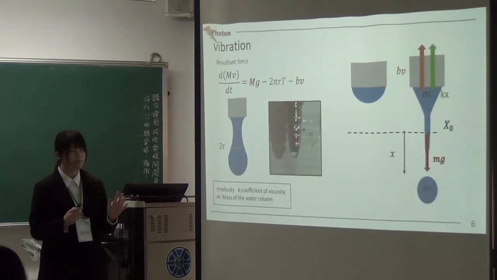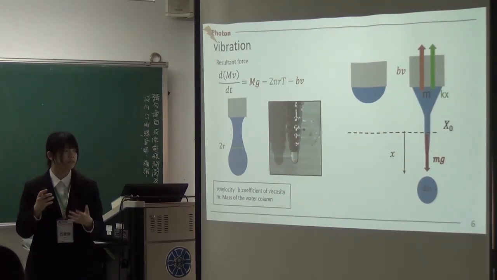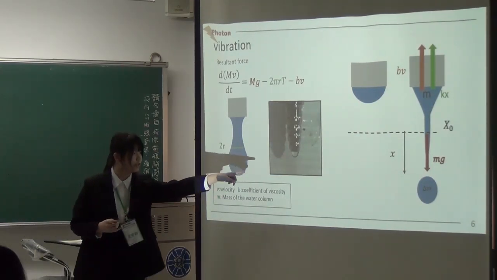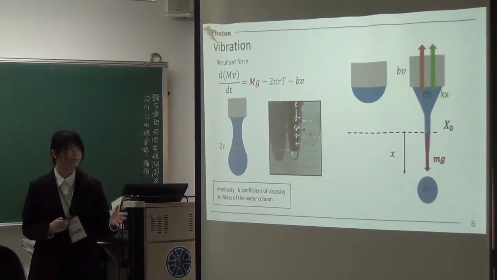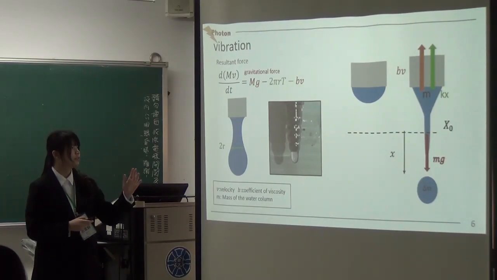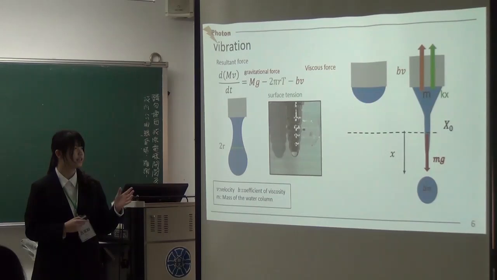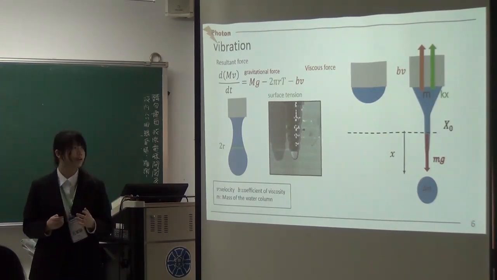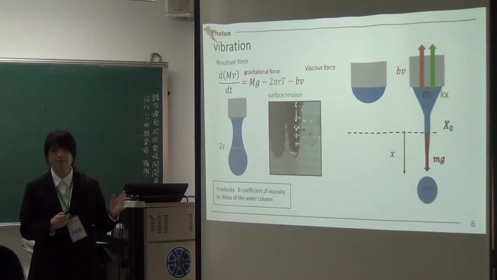And here is the vibration. When a droplet forms and drops, the residual water will vibrate like this. So we can get a formula to describe the vibration. This is the gravitational force, the surface tension, and the viscous force. The gravitational force minus the surface tension and viscous force gives us the vibration.